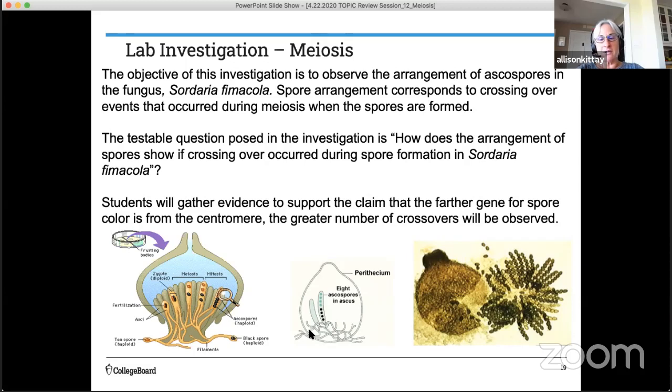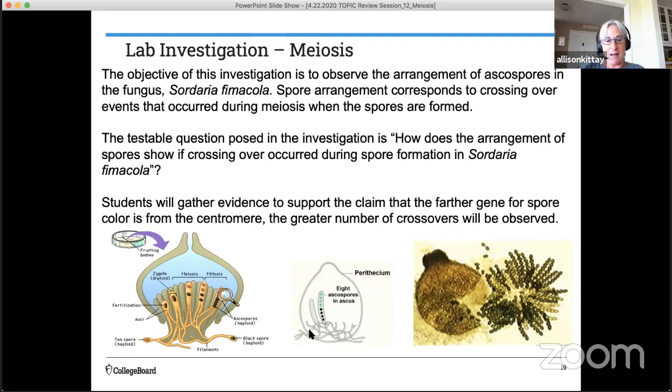One of our skills is to be able to pose a testable question. For this particular investigation, a testable question might be, how does the arrangement of spores show if crossing over has occurred during spore formation in Sordaria fimicola? What happens in this lab is that students will gather evidence to support the claim that the farther the gene for spore color is from the centromere, the greater the number of crossovers will be observed.